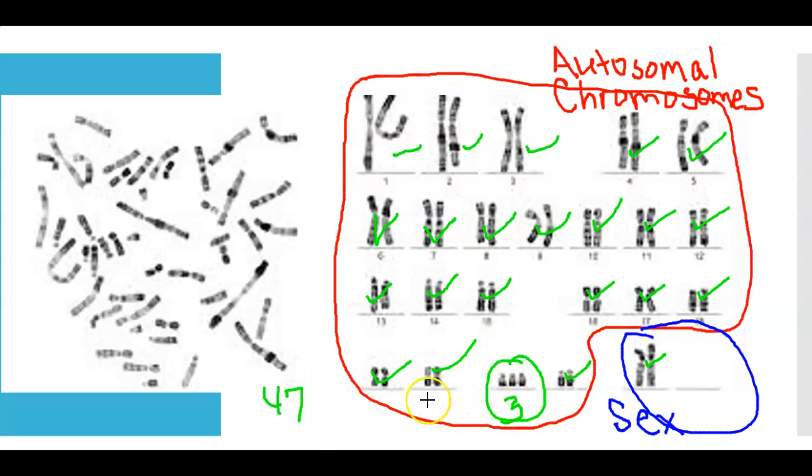There's an extra chromosome on number 21. This is going to be indicative of a problem. This is going to happen because of non-disjunction, which means that either during meiosis 1 or meiosis 2, at some point the cells did not separate, the chromosomes did not separate the way that they should have.